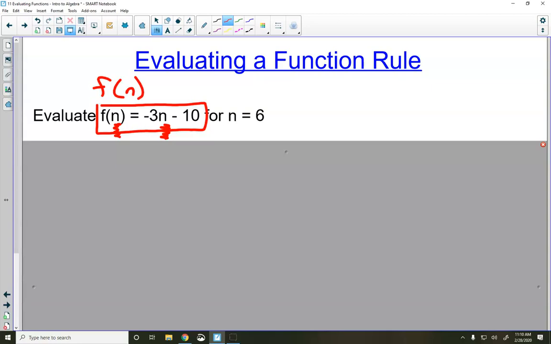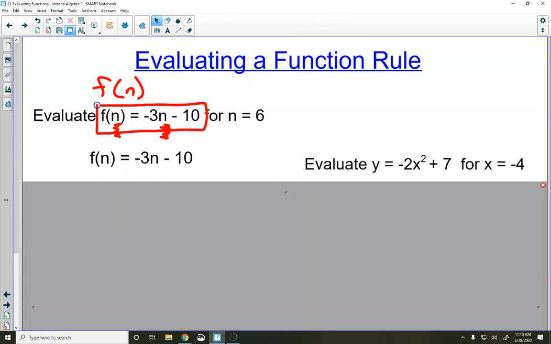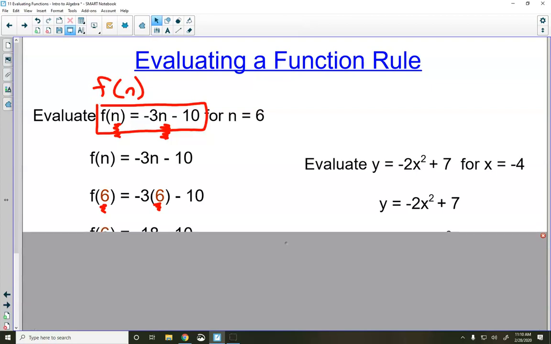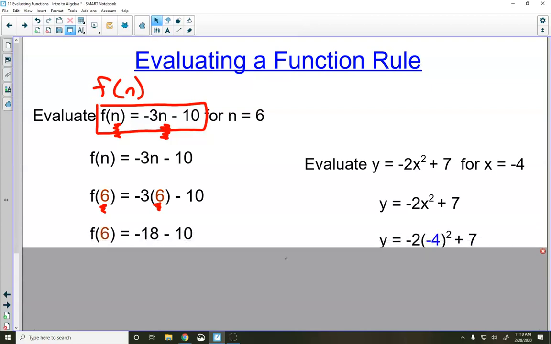Okay? Let me look at this. There's our function rule. Right now, we're going to take the 6 and substitute it in for n. On this side, it's part of the calculation on the right side. On the left side, it's just saying we're substituting 6 in. It's saying the function of 6. So the function of 6 is equal to negative 3 times 6 minus 10.